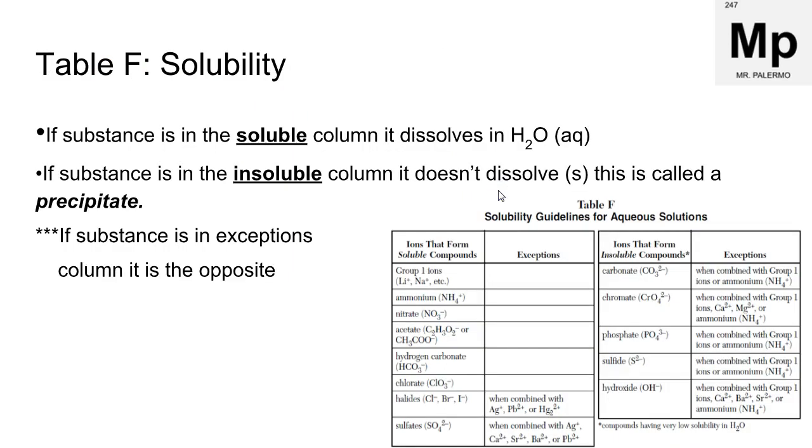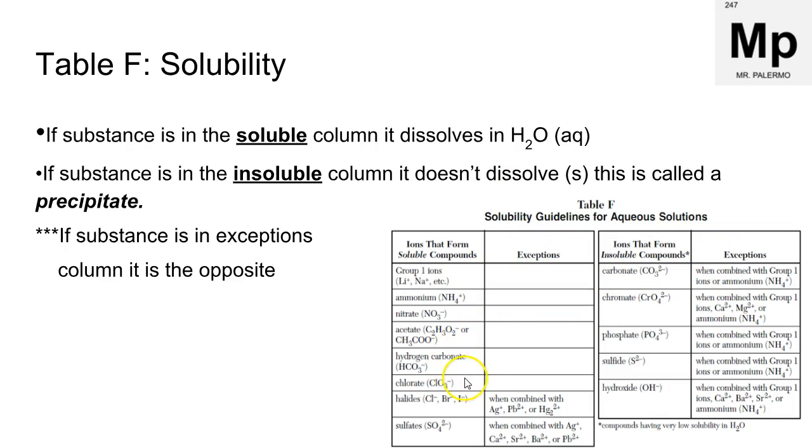Table F was our table of solubility to determine if a substance will dissolve or not. Is it soluble or insoluble? If the substance is in the soluble column, that means it dissolves in water, and the insoluble column means it does not dissolve in water. We call this the formation of a precipitate, a solid that is coming out of solution. The exception column negates that.